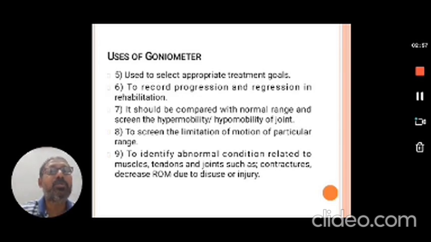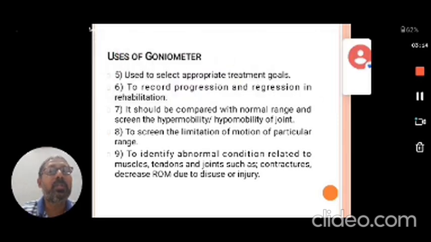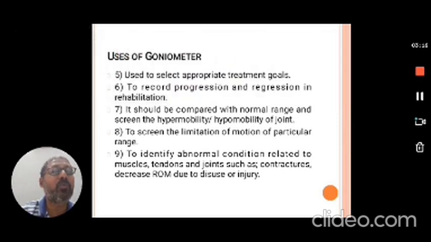This is mainly used to select the appropriate treatment goals, to record the progression and regression in rehabilitation aspects. It should be compared with the normal range. It can be used to screen the hyper and hypomobility of the joint also. It is used to screen the limitations of movement of a particular range, to identify abnormal conditions related to muscles, tendons and joints such as contractures, and decreased range of motion due to disuse or injury.